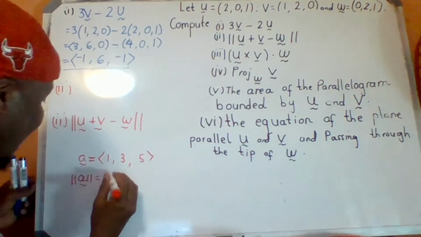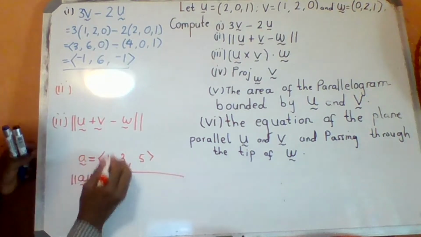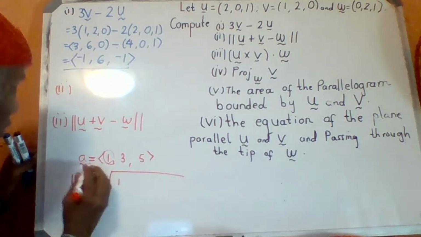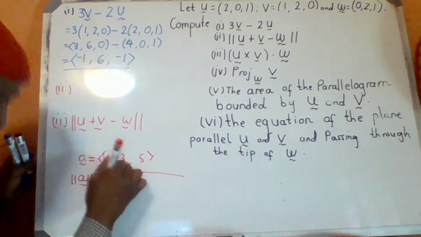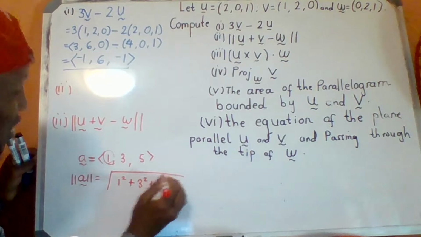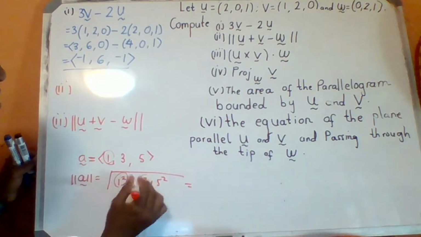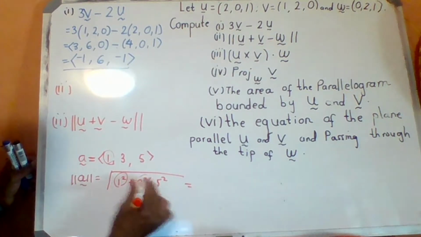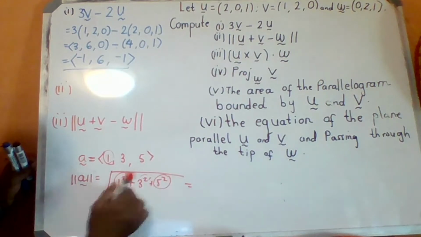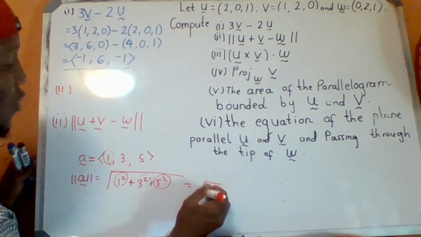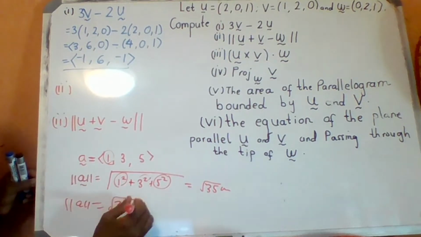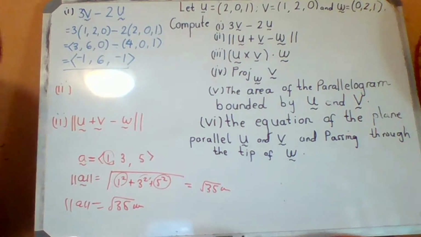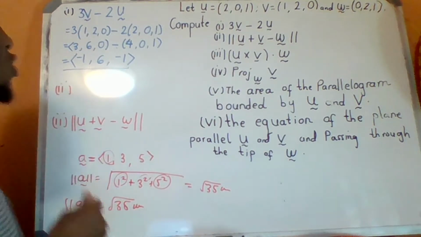This is easy. Whenever you have a magnitude, this is what you do. You put a big square root, and you take each component of vector a: 1 squared plus 3 squared plus 5 squared. 1 plus 9 equals 10, and then 5 squared is 25. 25 plus 10 is 35. So square root of 35 units is the magnitude of vector a. It can be centimeter, meter, or whatever units you have.